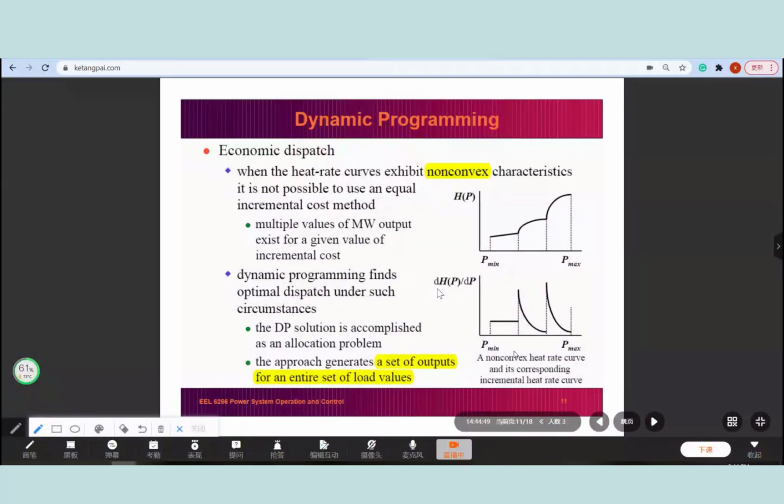The first order derivative is very complicated. It's not like this. It's just linear, or square. These two types are continuous, and for this type, there's some jumping here. You see, they are not continuous. So for this type of input-output curve, it's difficult to use the derivative-based method. So we will use the dynamic programming method to solve it.